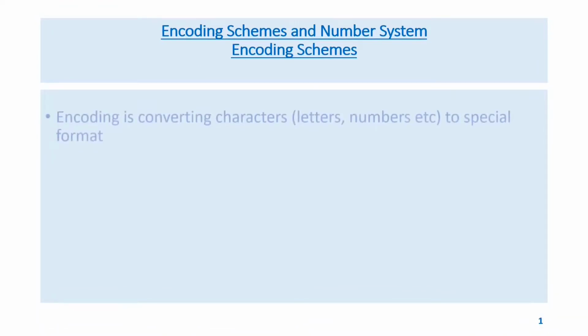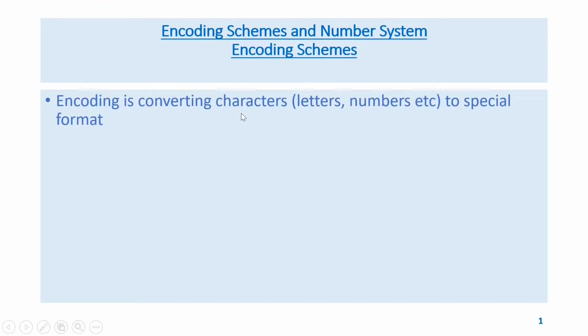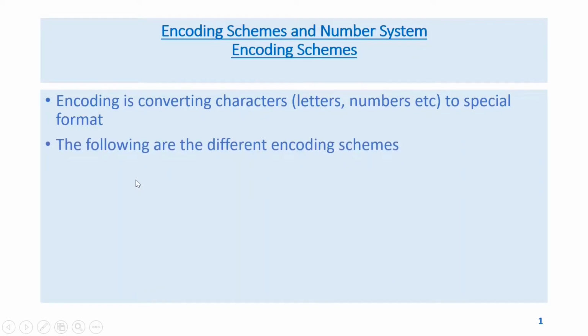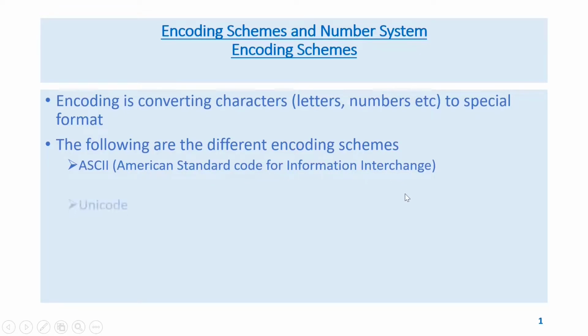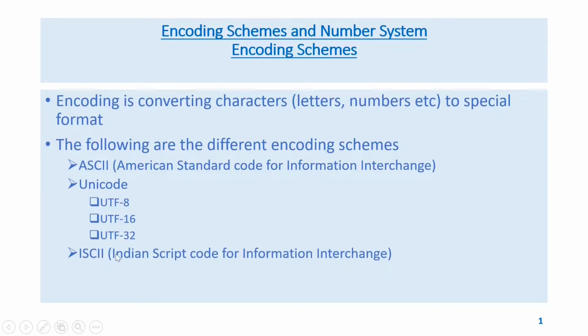Encoding schemes. Encoding is converting characters, that is letters, numbers, etc. to special format. The following are the different encoding schemes. ASCII, American Standard Code for Information Interchange. Unicode. Unicode supports different languages. Has got these three subdivisions: UTF-8, UTF-16, UTF-32. And then ISCII, Indian Script Code for Information Interchange.